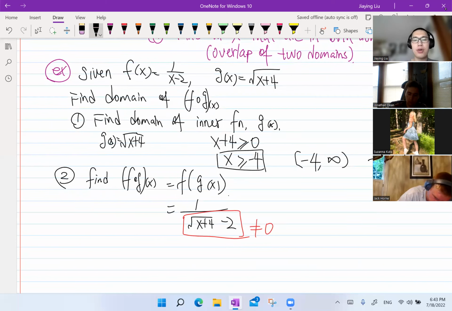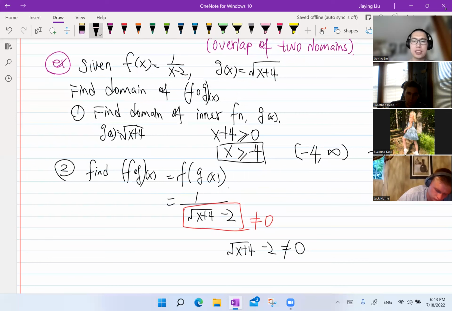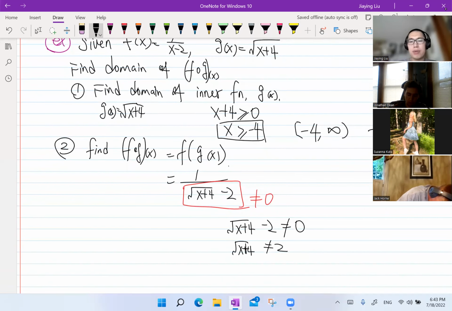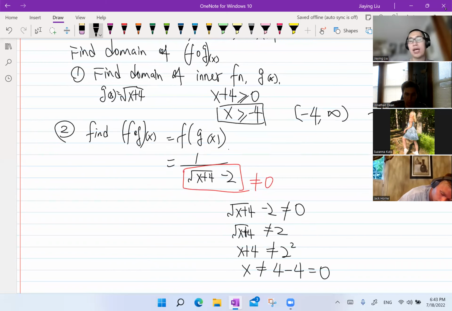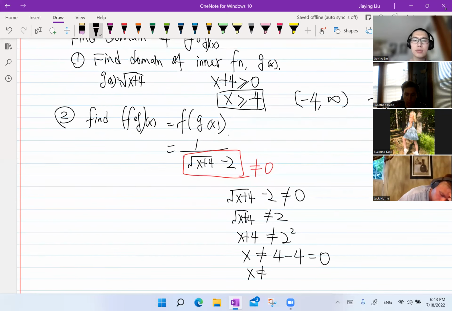So let's see. If I want the denominator to not be 0, that means square root of x plus 4 minus 2 cannot equal 0. I'm going to move the 2 to the right-hand side, so we get square root of x plus 4 cannot equal 2. Even though it says inequality, I can actually square both sides. So I get x plus 4 cannot equal 2 squared, and x cannot equal 2 squared, which is 4, minus 4, 0. So x cannot equal 0, basically, at the end. So that's the domain for the new function.